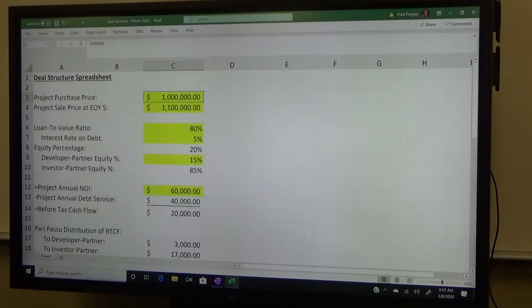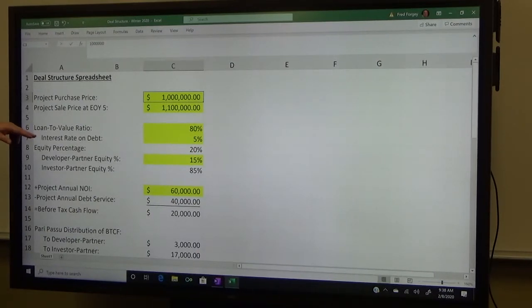So keep all of that in your mind whenever beginning to work through the actual mathematics of the deal structure itself. Let's start out with the basics of this deal. We've got a project, we bought it for $1 million. Potentially, we're going to sell it at the end of year 5 for $1.1 million, so $100,000 capital gain, if you will. When we acquired it, we got a loan on the property for 80% of the value of the property. So far, nothing unusual about this.